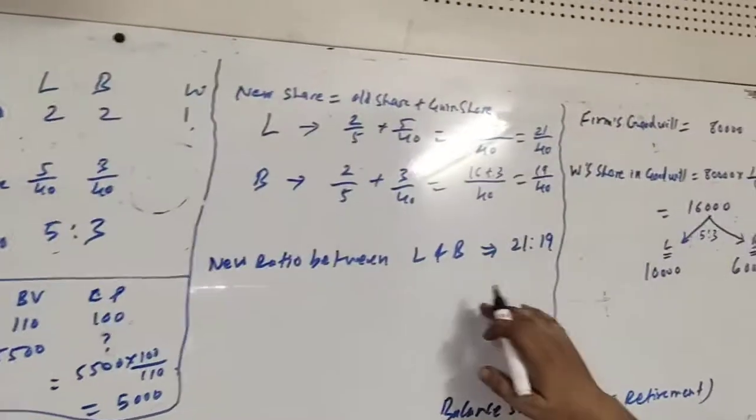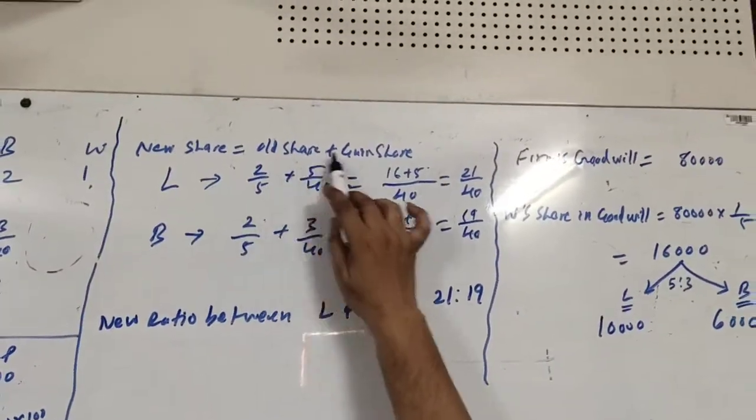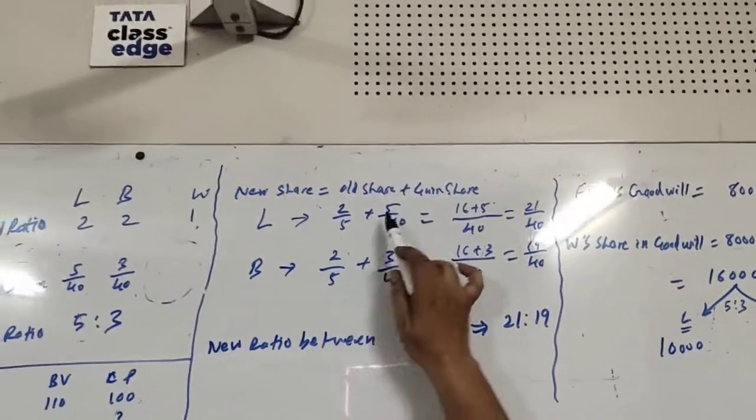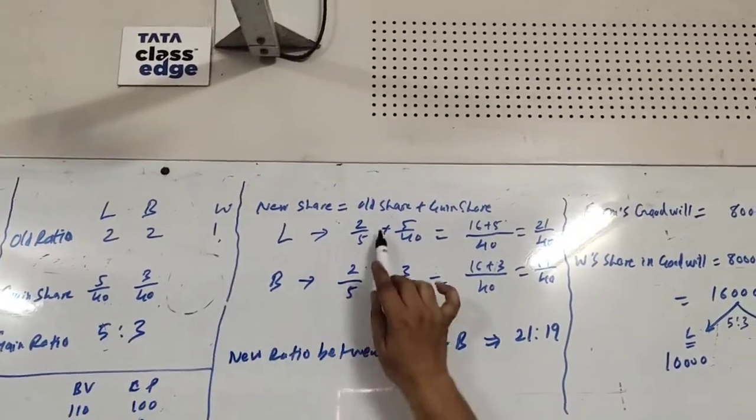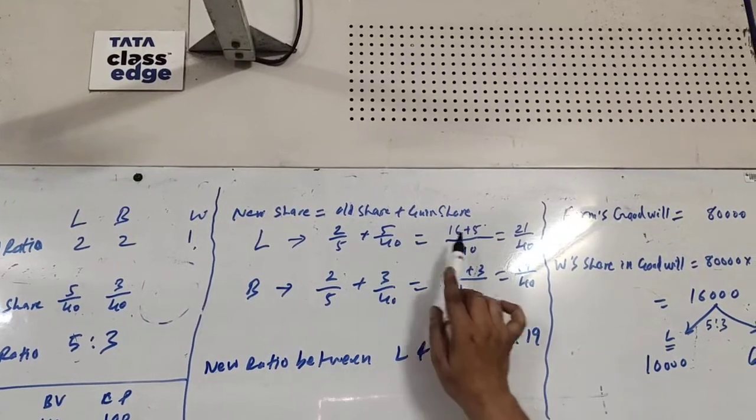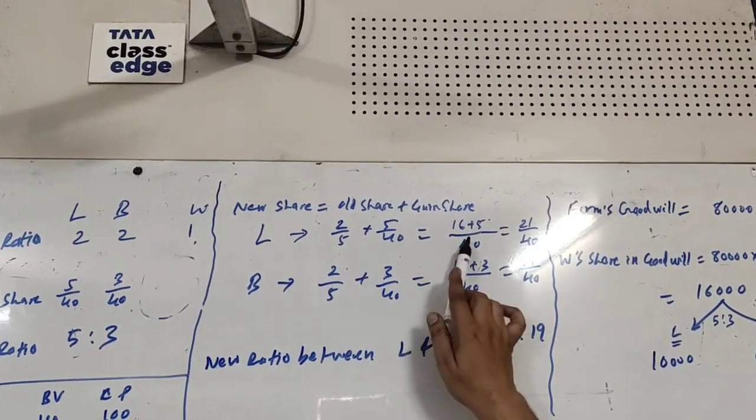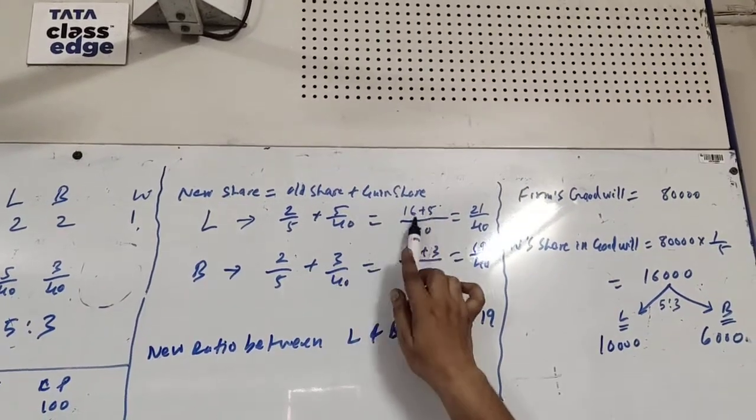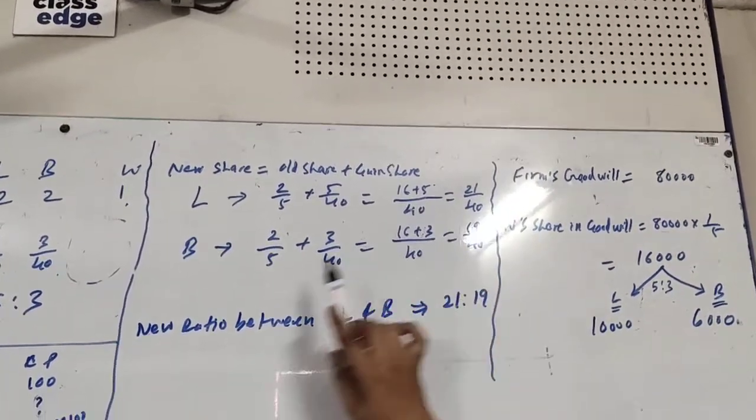For the new ratio, we want to find new share equals old share plus gain share. Old share of L is 2 by 5 and his gain share is 5 by 40. 2 by 5 plus 5 by 40. 40 will be the LCM. 5 into 8 is 40, so 2 into 8 is 16, and 40 into 1 is 40, so 5 into 1 is 5. 16 plus 5 is 21 upon 40.